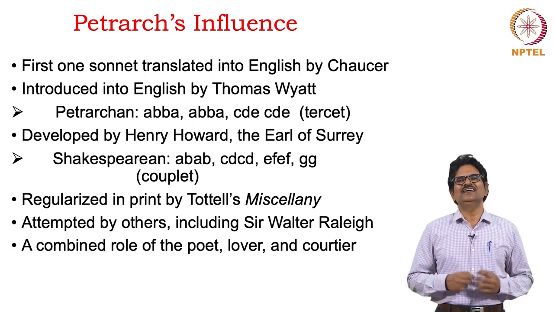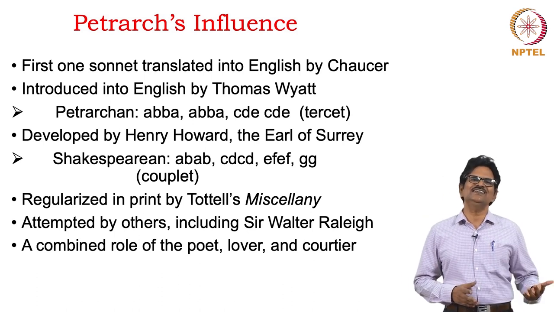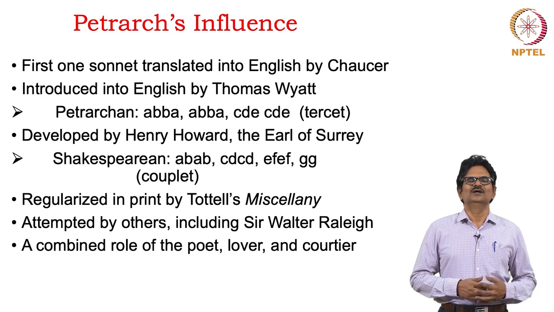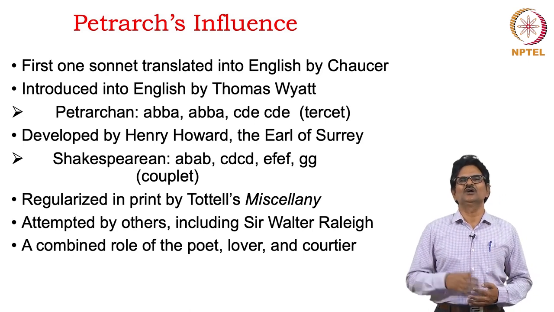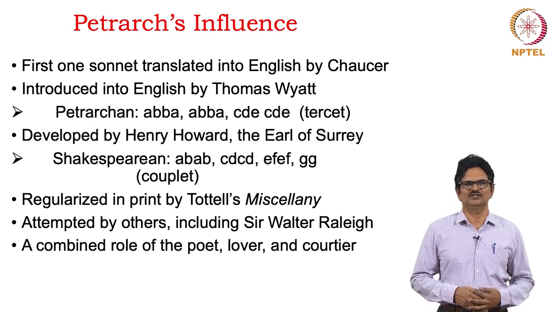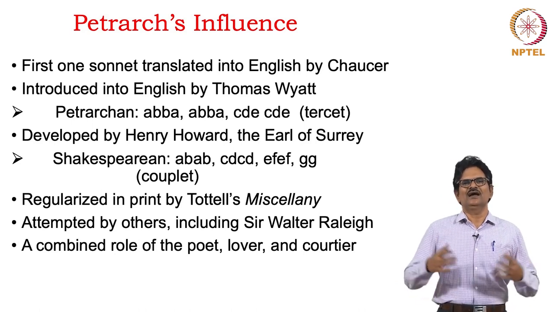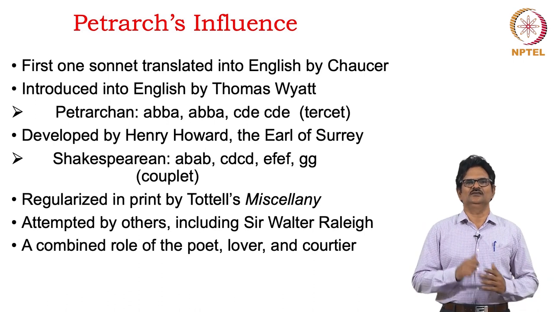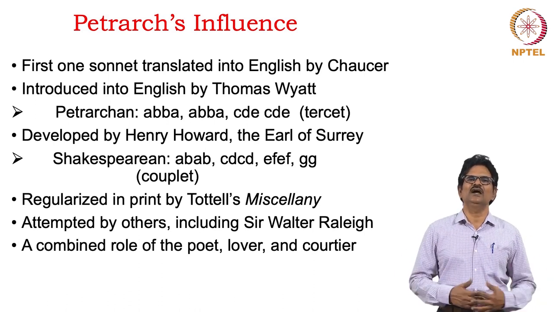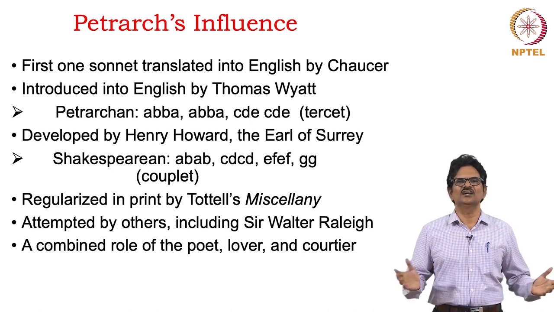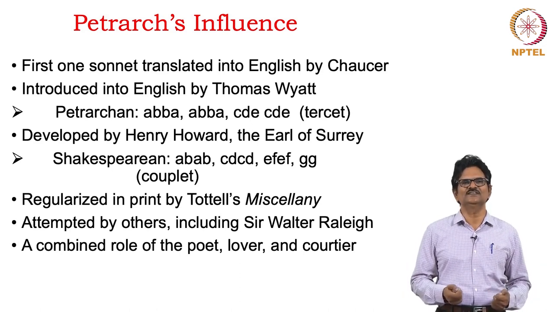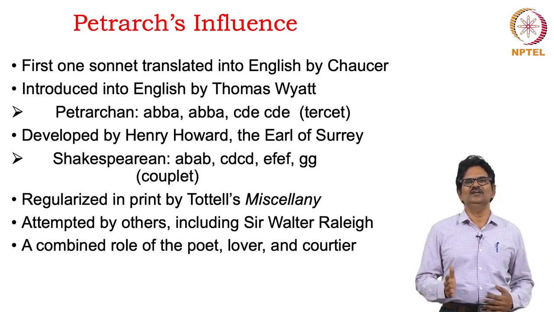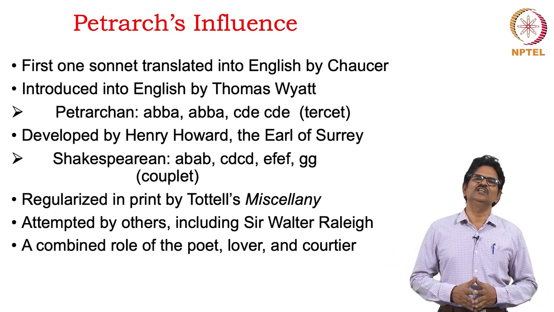Not surprisingly, we can see the enormous influence of Petrarch on the English writers. We have the interesting case of Geoffrey Chaucer translating a sonnet from Petrarch into English. The sonnet was primarily introduced into English by Thomas Wyatt in the 16th century. This Petrarchan sonnet has the rhyme scheme ABBA, ABBA, CDE, CDE. It was further developed by Henry Howard, otherwise known as the Earl of Surrey.